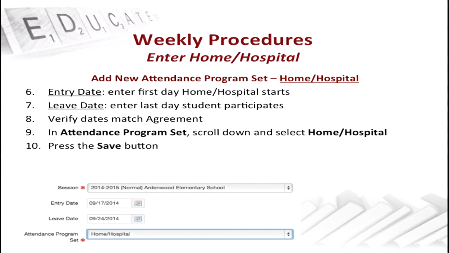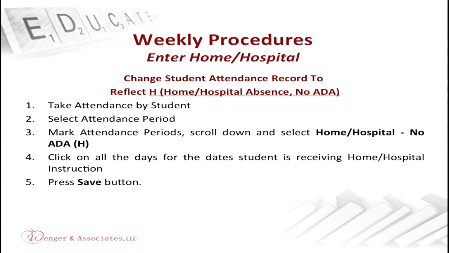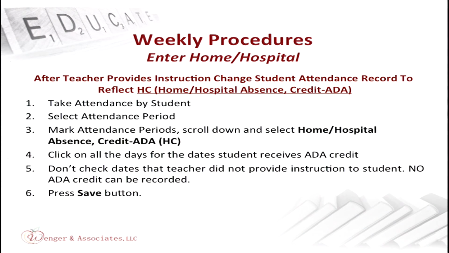So this is kind of nice. You can see where you put the dates, and then you put your program set that you're doing, and then there's a save button that you'll press. It'll come back and show you what you actually saved, and then you can go back into the attendance record. That same student will still show up in your attendance screen. You scroll down to the dates, you choose the attendance period to those dates. You're going to change it from your default present over to, in this case, an H, which means they're on hospital but no ADA.